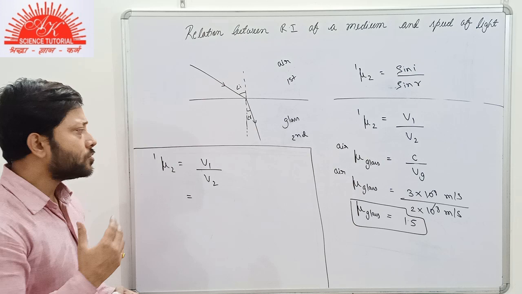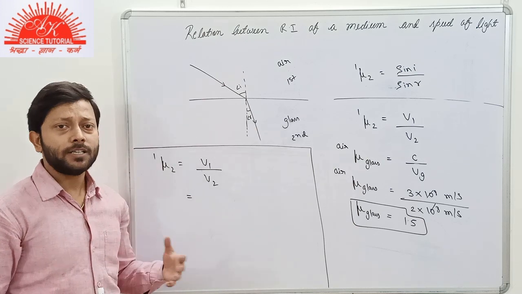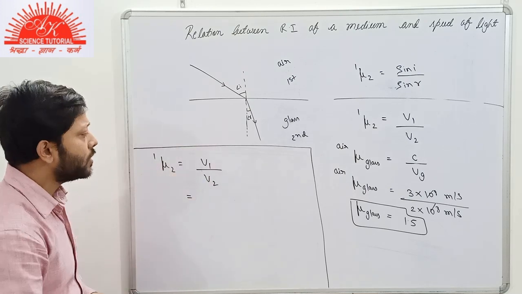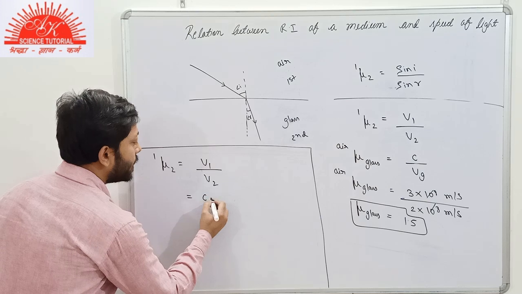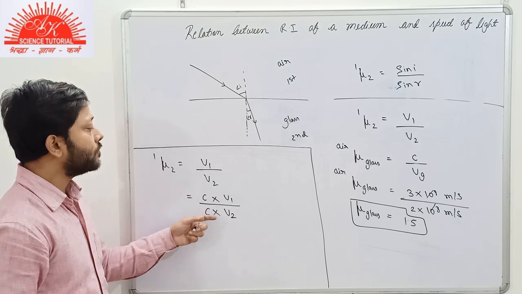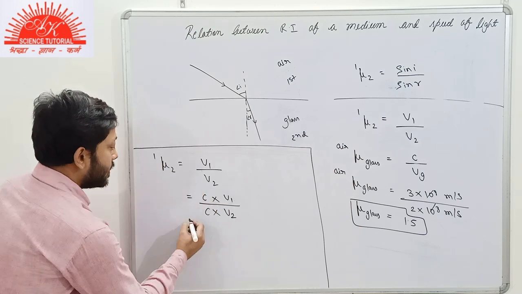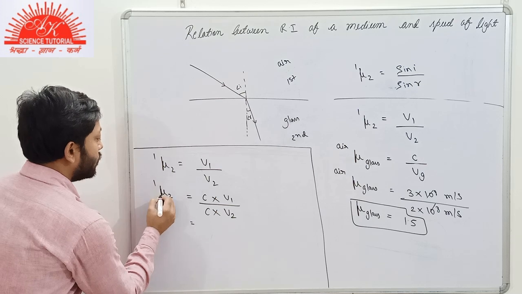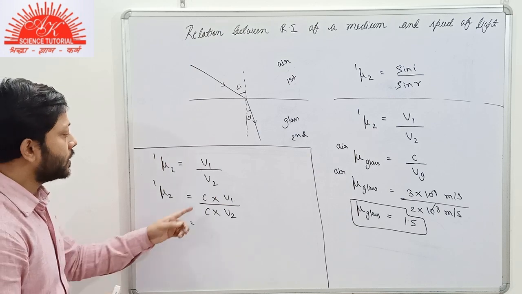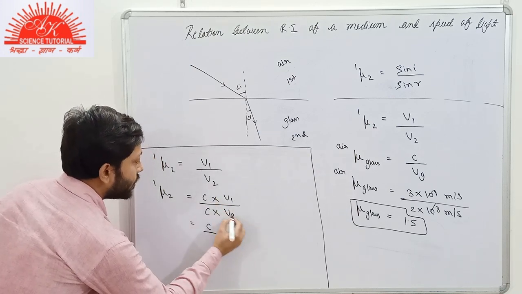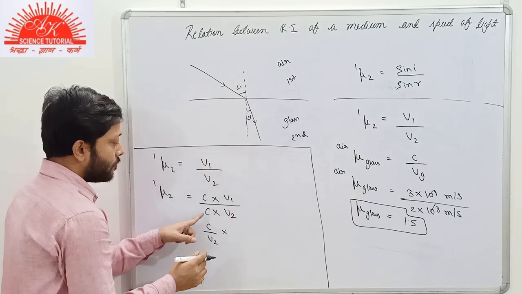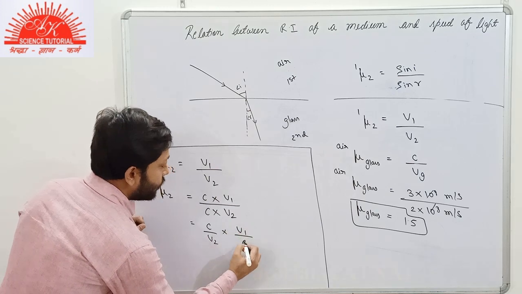In mathematics, we use the technique that the same quantity, the same number, can be multiplied in the numerator and the denominator, and the ratio will remain unchanged. So we multiply both the numerator and the denominator with c. We have the motive of finding the refractive index of the second medium with respect to the first. So we can write here c by v2, taken apart, and one more c is left here, so we can write v1 by c.